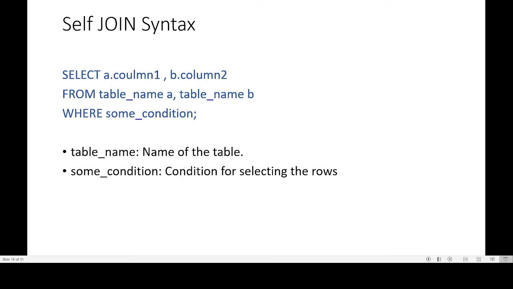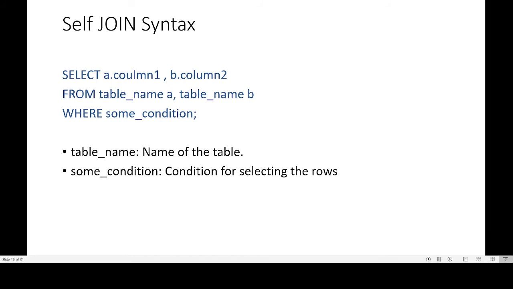So what I have done is this: table name, then I have written A, comma, then the same table name, then I have written B. That means I am taking the same table, saving it as A and B. So I now have two tables, A and B, which are copies of this table. The one table I am just renaming as A and B. So from table name A, table name B, we basically have two tables, A and B, now.